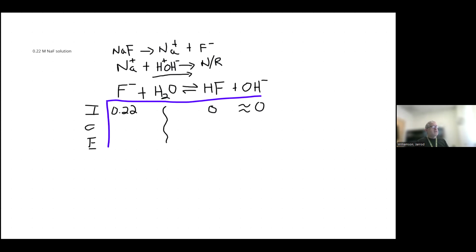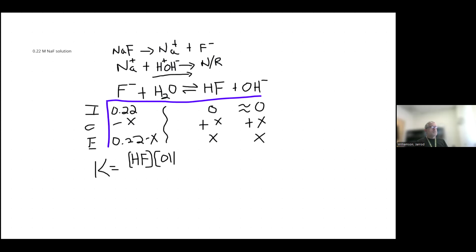So this is going to be minus X. This is going to be plus X. This is going to be plus X. So we're going to have 0.22 minus X. This will be X. And this will be X. We're going to have K is equal to HF times OH minus over F minus.